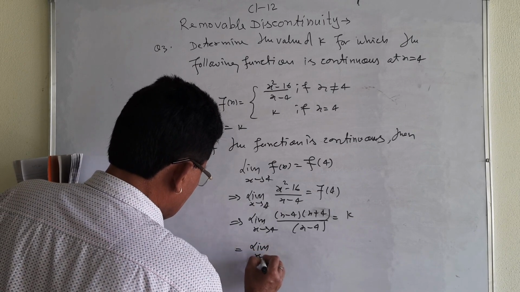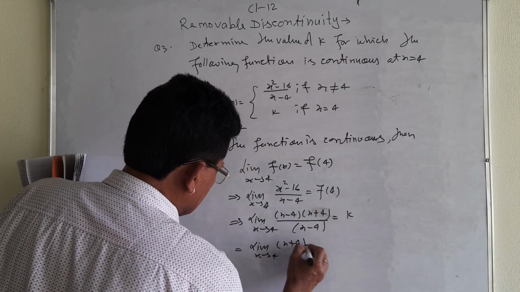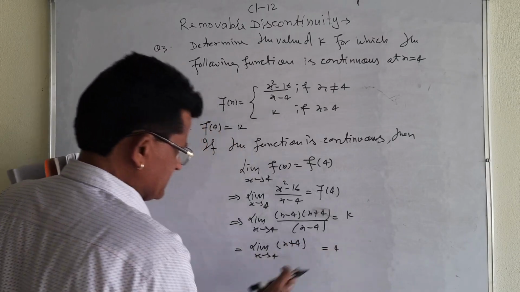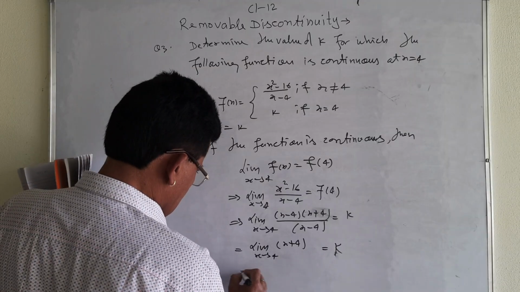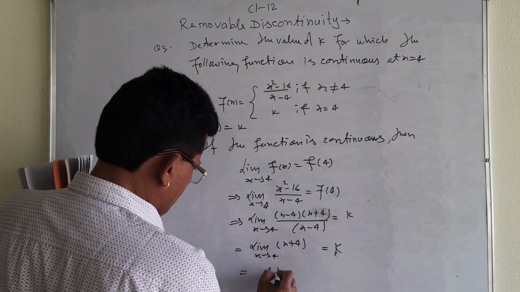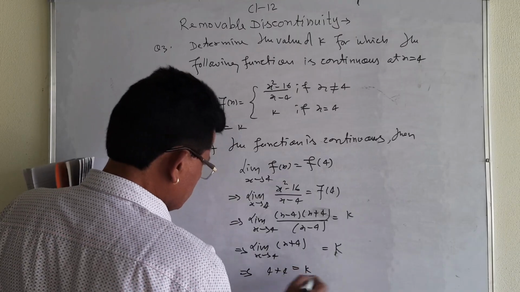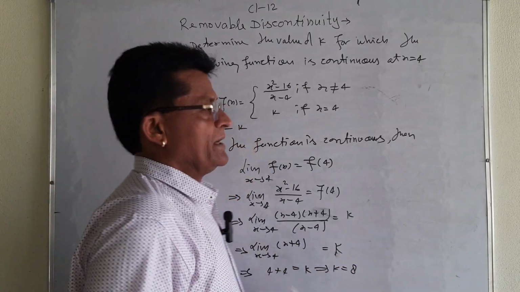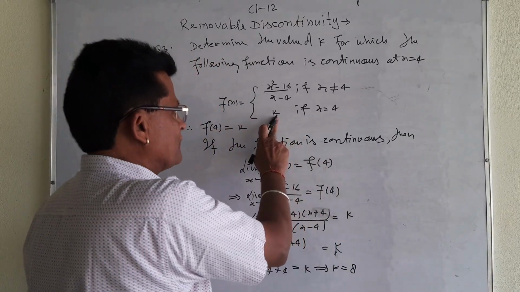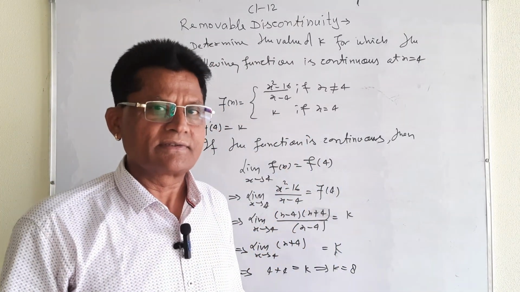Limit x tends to 4. Then what is left? X plus 4 is equal to k. This much is left only. Take the limit: 4 plus 4 is equal to what? K. My dear student, what is the value of k? K is equal to 8. I am telling you, in place of k you will write 8, then the function will become continuous.